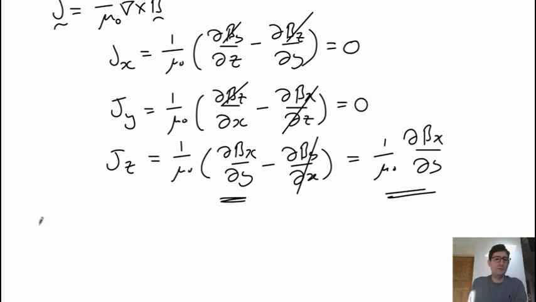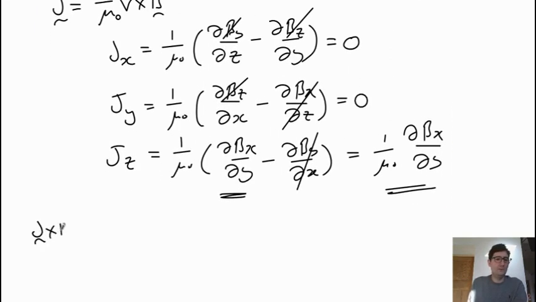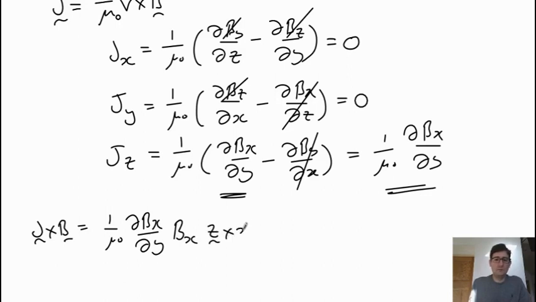And so now we can work out the j cross B force. So this is the jz component, 1 over mu naught dBx by dy, and that's in z. Then we multiply this by Bx, and now we have z cross x, and this is minus y. These are all unit vectors in the x, y, and z directions.